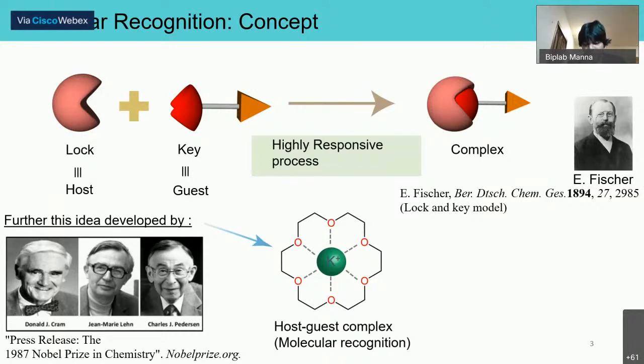Other systems as well. Further, this idea was developed by three pioneers, Donald J. Cram, Jean-Marie Lehn, and Charles Pedersen, with host-guest complexes of potassium with crown ether, and they got the Nobel Prize in 1987. At that time it was a very hot topic, and from that also comes the idea that recognition of molecules is of primary importance.